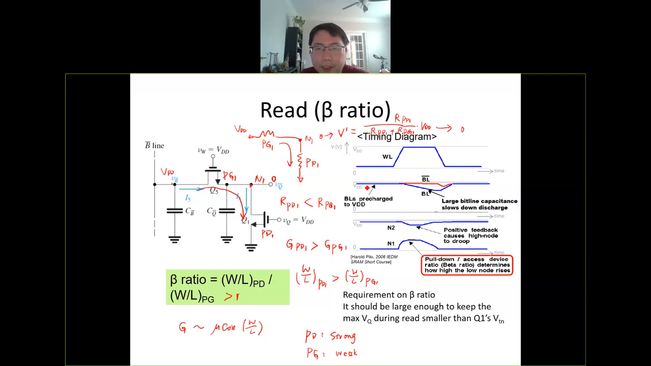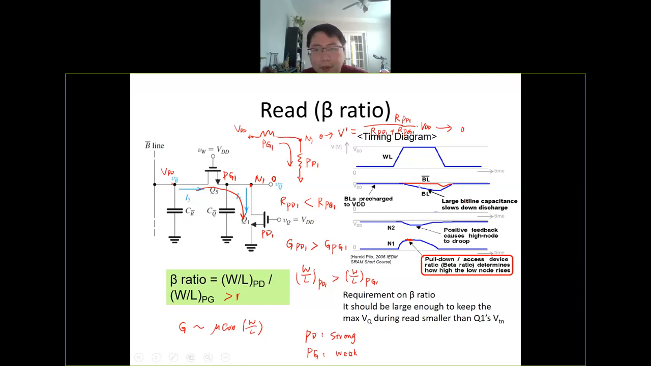For the read, as we discussed, you need to prepare here the bit-line and bit-line bar both to be VDD to start with, and then you turn on the word line. Once you turn on the word line, here we have this discharge current through the PG1 and PD1. So then the N1 node initially is 0. Now, because we have this current flow, this voltage is raised up a little bit to here. But you don't want this to be too much, okay?